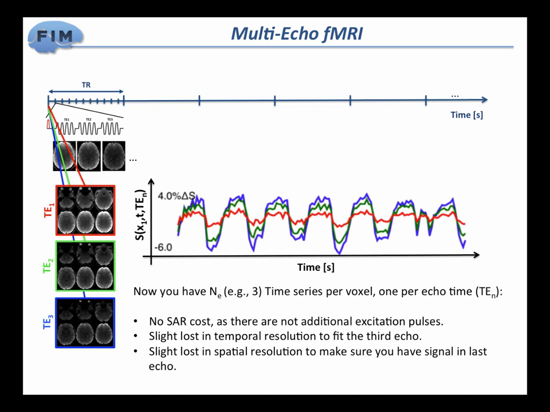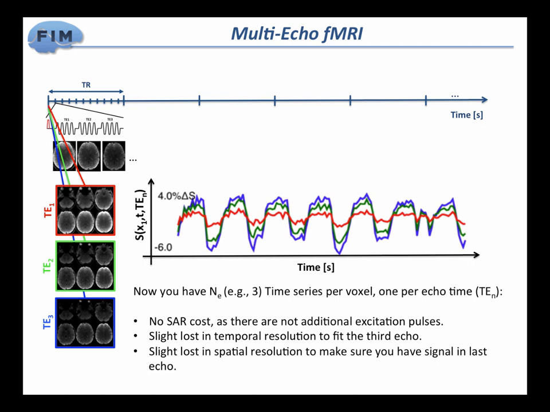So why is this a good way of doing things? Well, there is no SAR cost because what you do is read out more echoes, usually in times that are kind of idle, so you're not having more problems in that sense. You may have a slight loss in temporal resolution because, to acquire maybe the last echo, you decide that you needed a little bit of extra time.